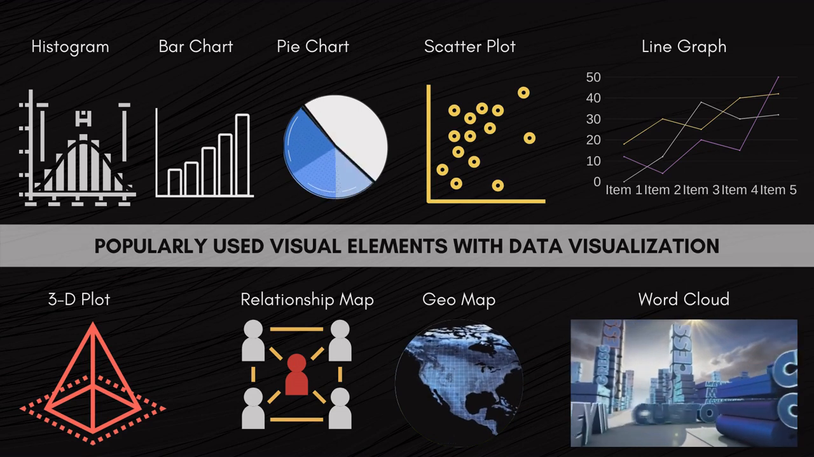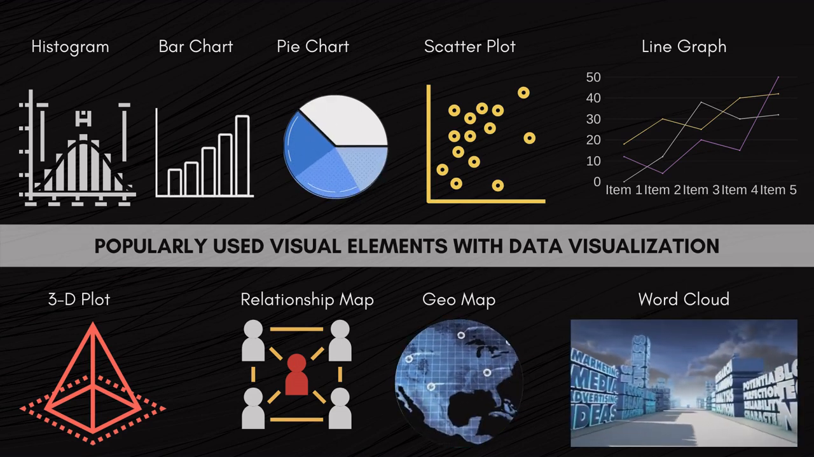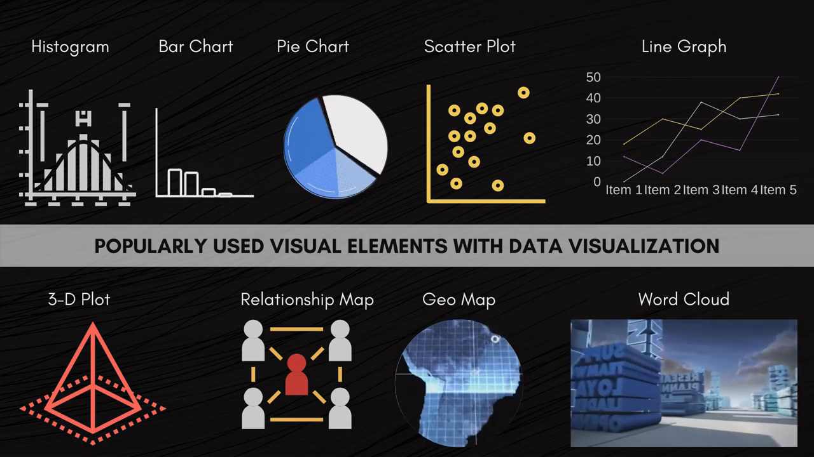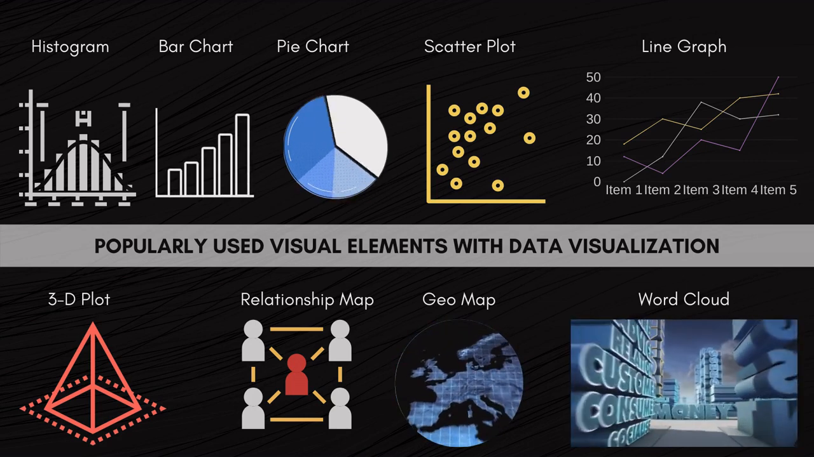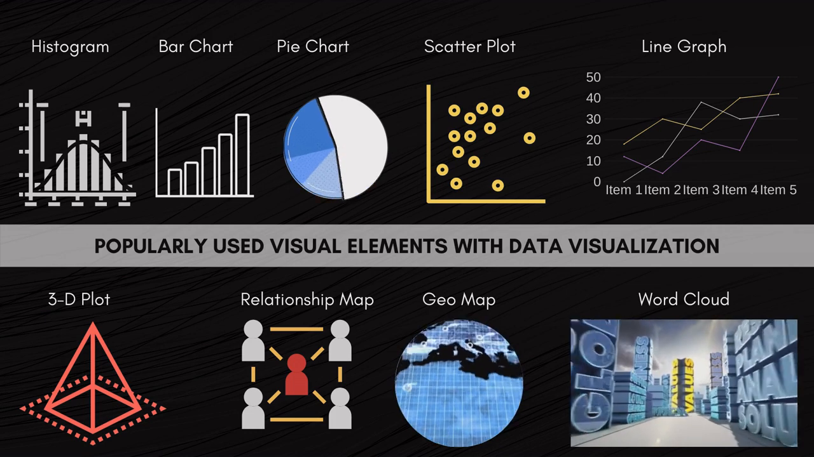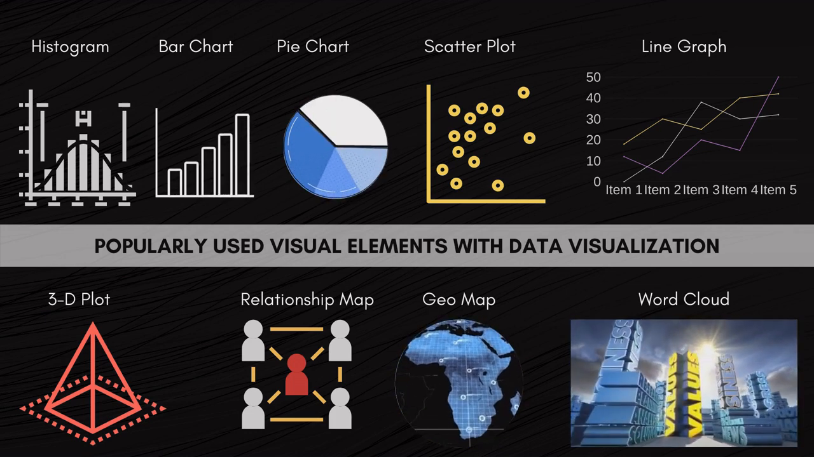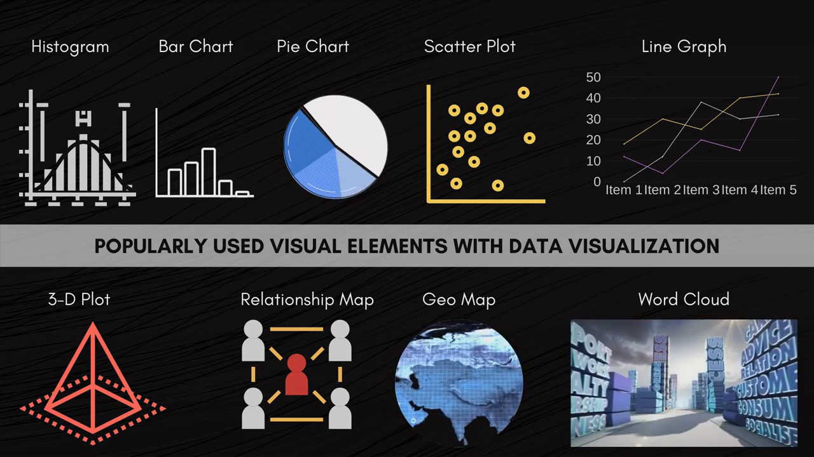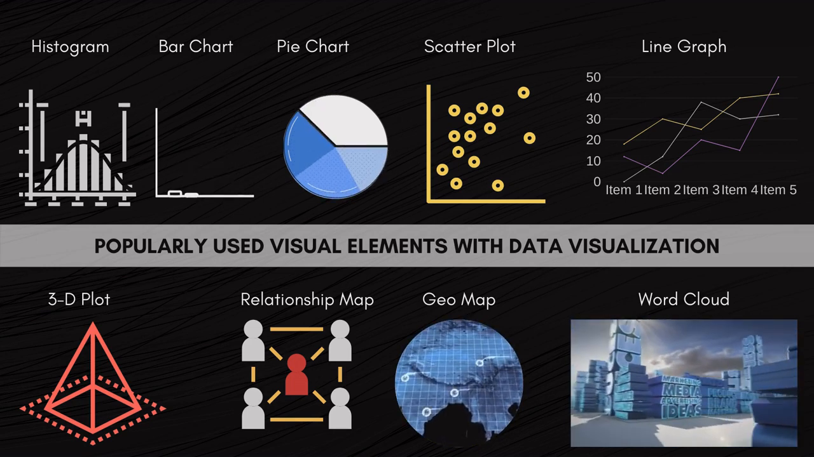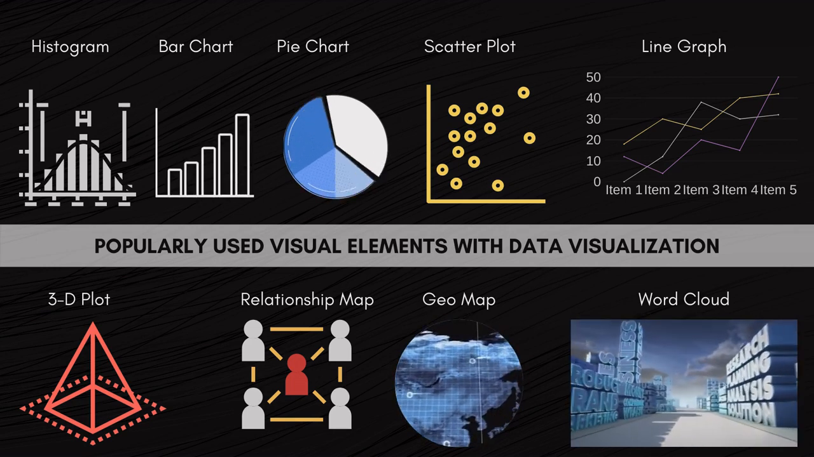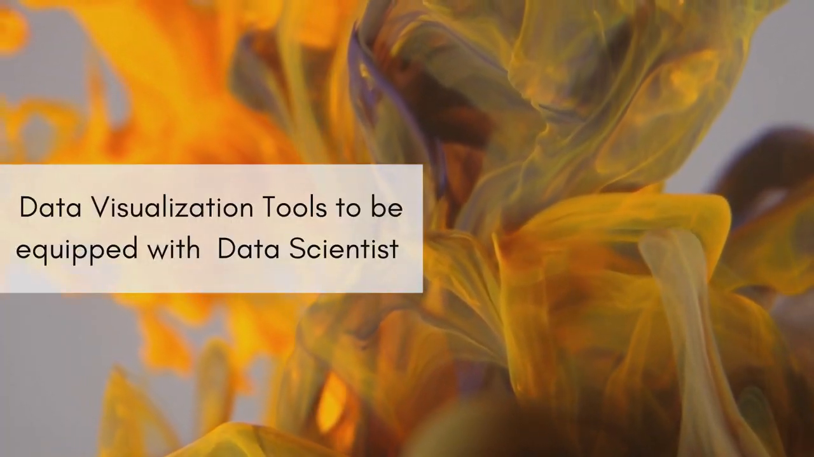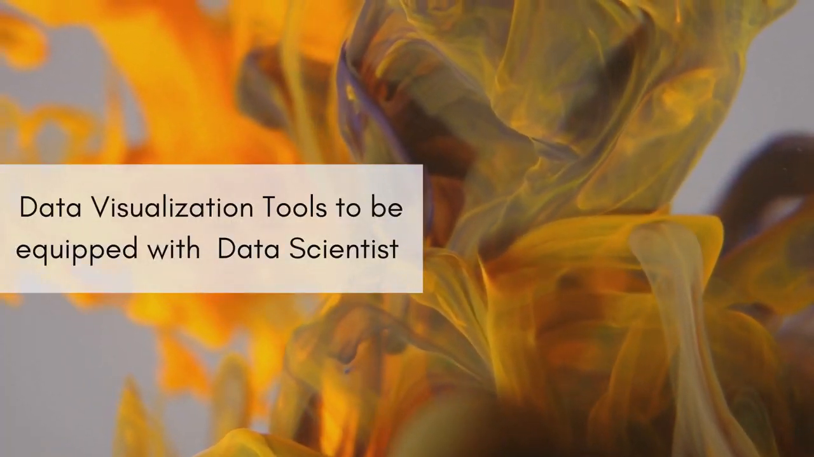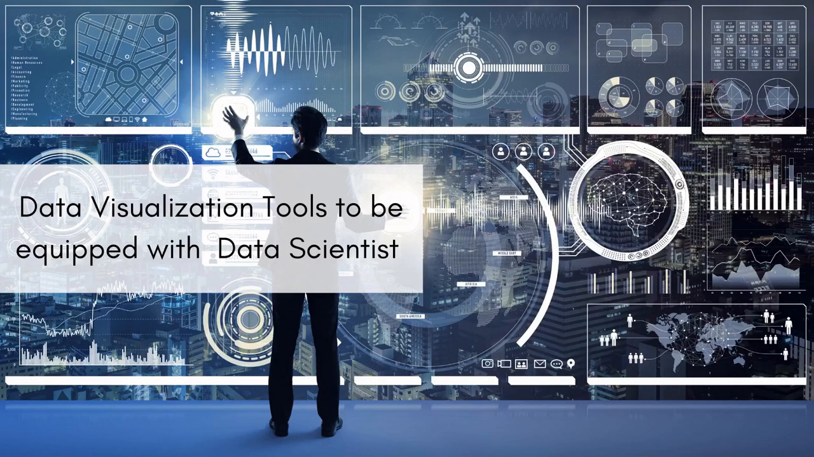There are 10 to 12 popular visual elements used with data visualization in order to comprehend the information in the best possible manner: histograms, bar chart, pie chart, scatter plots, 3D plots, maps, geomaps, relationship maps, heat maps, word cloud, line graph, time series, and a few more. To actuate the visual elements, the data scientist ought to know the very popular visualization tools discussed in the upcoming sections.